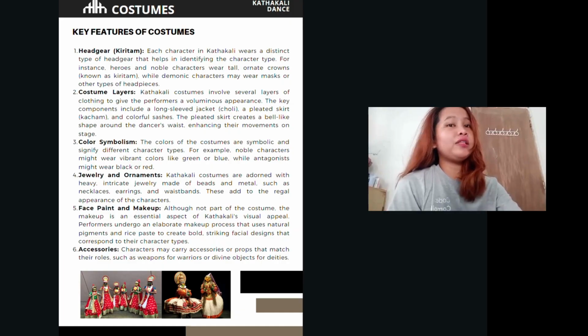Now let me show you the key features of the costumes of a Kathakali dance. We have the headgear, known as the kiratam. Each character in Kathakali wears a distinct type of headgear. Then we have their costume layers and color symbolism. As we can see, the colors of the costumes are symbolic and signify different character types. Then of course, they wear jewelry and ornaments. These costumes are adorned with heavy, intricate jewelry made of beads and metal. Then they have their face paint or makeup. And then the accessories. Characters may carry accessories or props that match their roles, such as weapons for warriors or divine objects for deities.